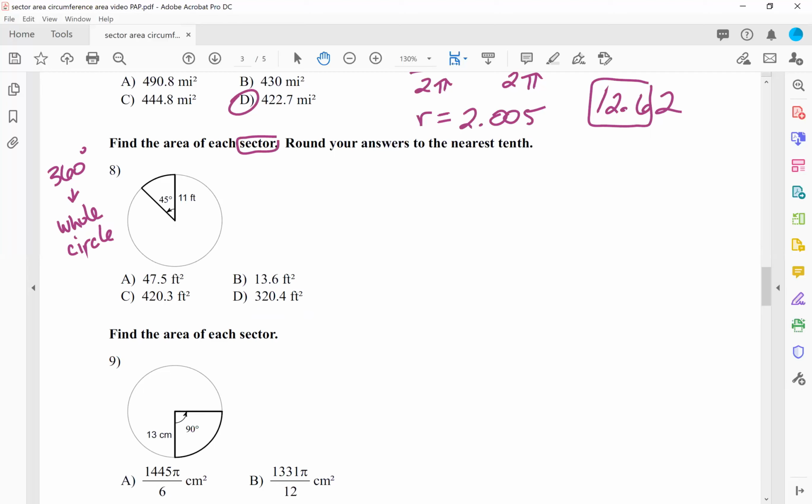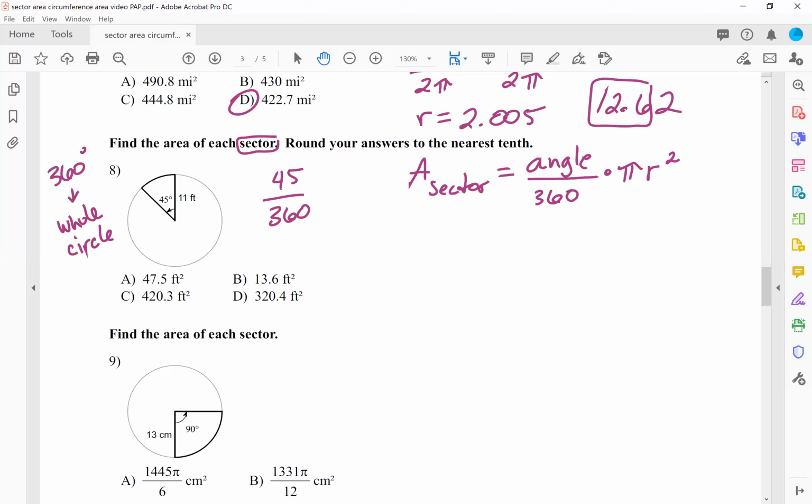Okay, so now basically what we're doing is we have 45 degrees out of the 360 degrees, and I want that much of the area of the circle. So you have to think about fraction multiplication. If you want a fraction of something, you multiply that number by that fraction. So for the sector area, the area of a sector is going to be the angle out of 360 times pi r squared.